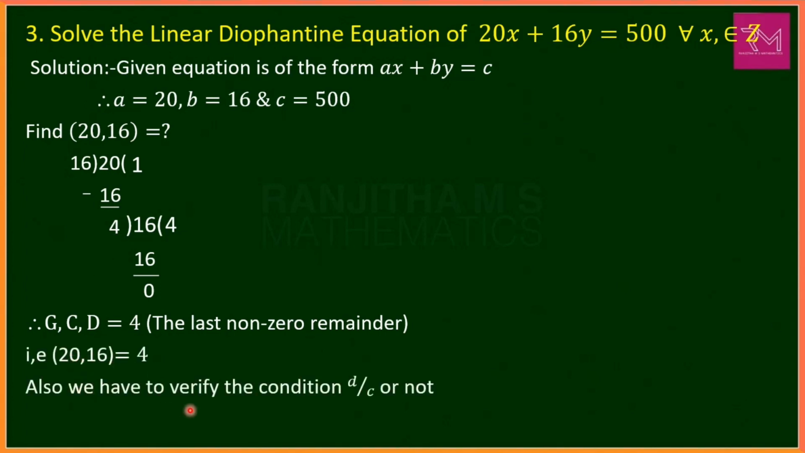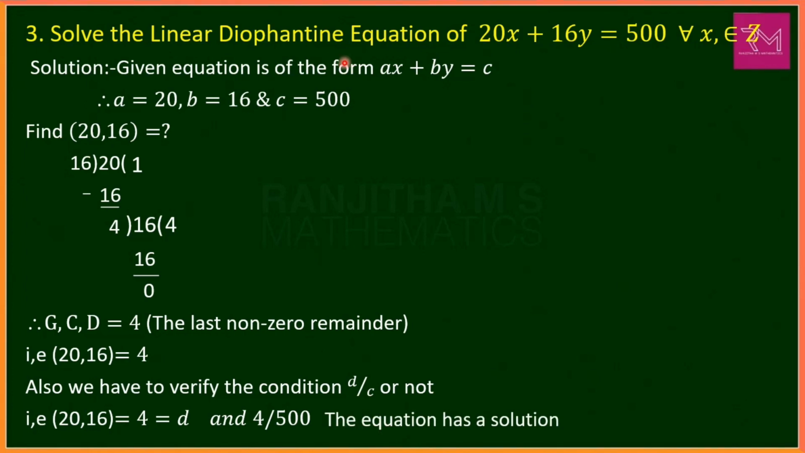Also, we have to verify the condition, that is D divides C or not. Here D is nothing but 4 and C is 500. Clearly we know that 4 divides 500. Therefore we can conclude that the GCD of 20 and 16 is 4 and 4 divides 500. This shows that the equation 20x plus 16y equal to 500 has a solution. Once the equation has a solution, we have to find a particular solution. Finally we have to find the general solution.